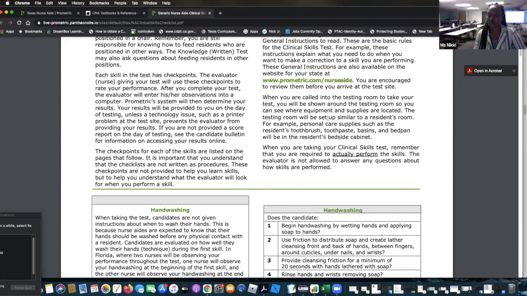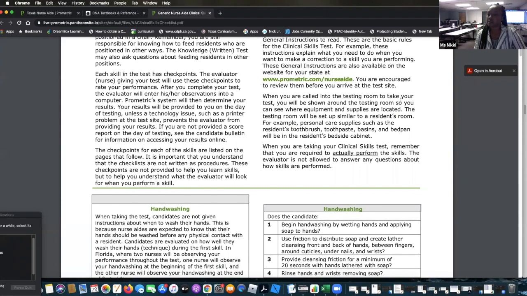Okay, the testing room will be set up. You are encouraged to review them before you arrive at your test site. When you are called into the testing room to take your test, you will be shown around the testing room so you can see where equipment and supplies are located. And yes, even if you went to this school, it doesn't matter. It is her job to make sure that you are comfortable with the setup and knowledgeable about the setup.